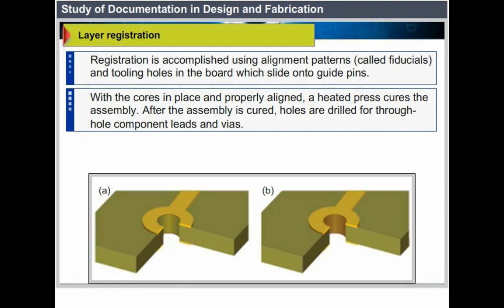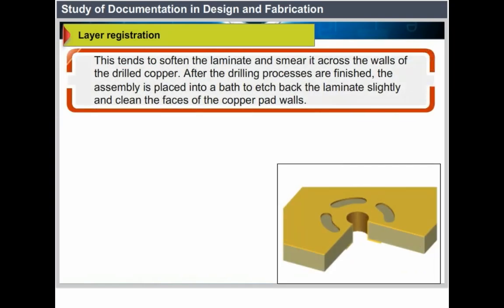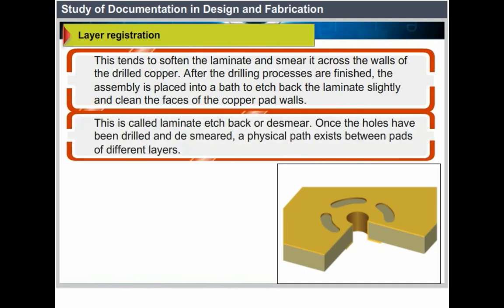After the assembly is cured, holes are drilled for through-hole component leads and vias. The drilling process inevitably heats the laminate due to friction between the laminate and the high-speed drill bit. This tends to soften the laminate and smear it across the walls of the drilled copper. After the drilling process is finished, the assembly is placed into a bath to etch back the laminate slightly and clean the faces of copper pad walls. This is called laminate etch bath or dismear.